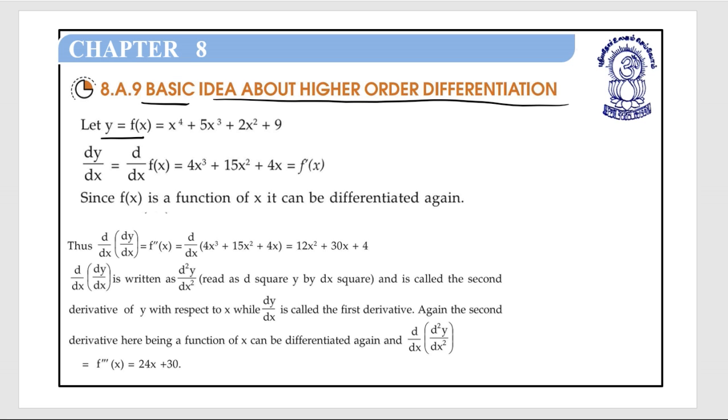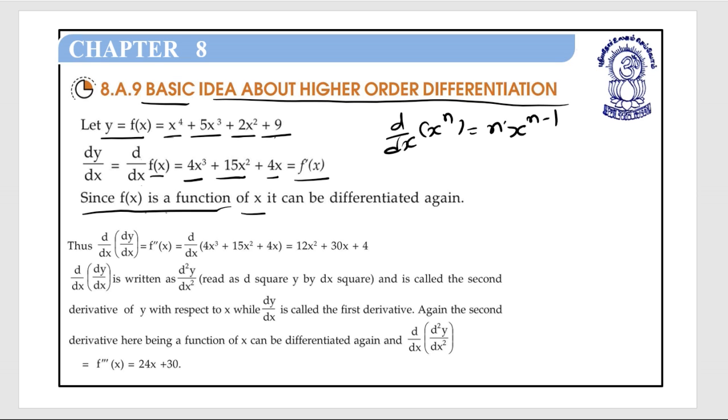Let y is equal to f of x is equal to x raised to 4 plus 5x cube plus 2x square plus 9. Now take differentiation dy by dx. d by dx of f of x is equal to 4x cube. Here you have to use d by dx of x raised to n is n into x raised to n minus 1. Remember this formula, okay? So 4x cube plus 15x square, same formula, plus 4x is equal to f dash x, constant 0.